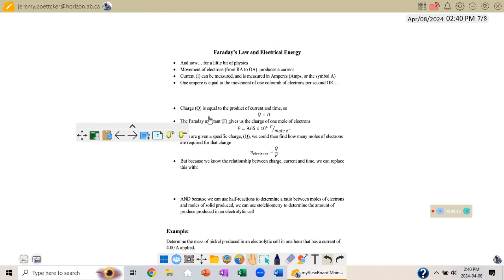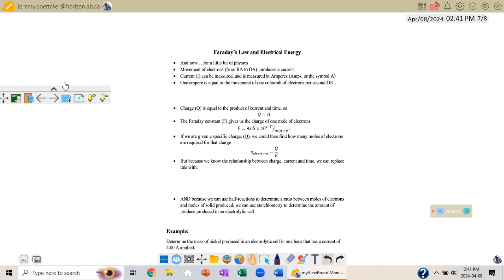So, we need to look at Faraday's law and some electrical energy and how that combines with stoichiometry. It's all great fun. Now, anytime we have a movement of electrons, normally from reducing agent to oxidizing agent, the oxidizing agent is reduced, so it gains the electrons, and it takes those electrons from the reducing agent, or the things that are oxidized. It produces current, right? The movement of electrons is current.